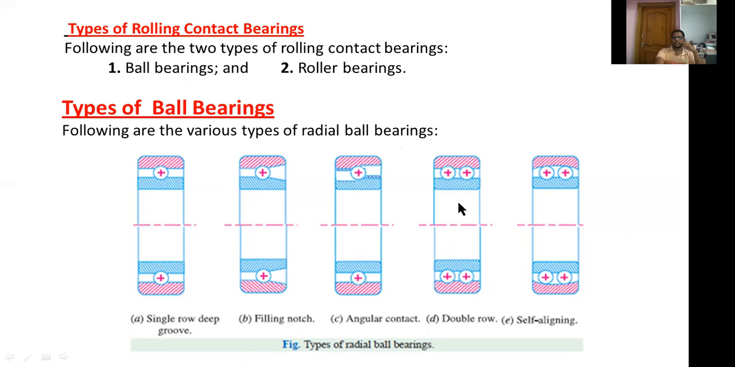double row ball bearings have a higher contact area as compared to single row deep groove ball bearings. That's why these double row deep groove ball bearings are used to resist high loads.